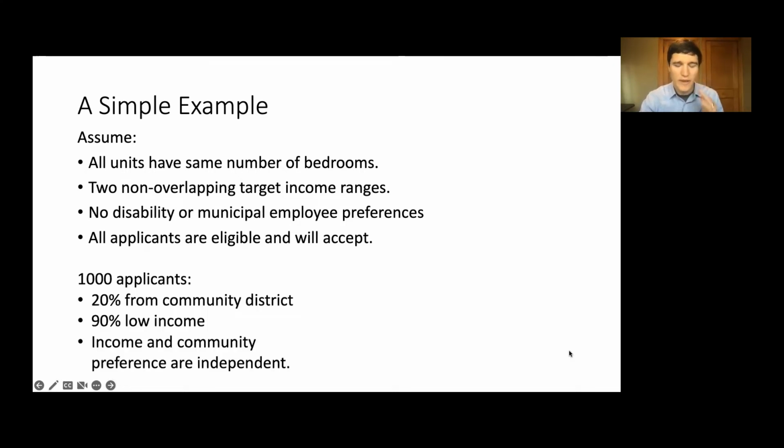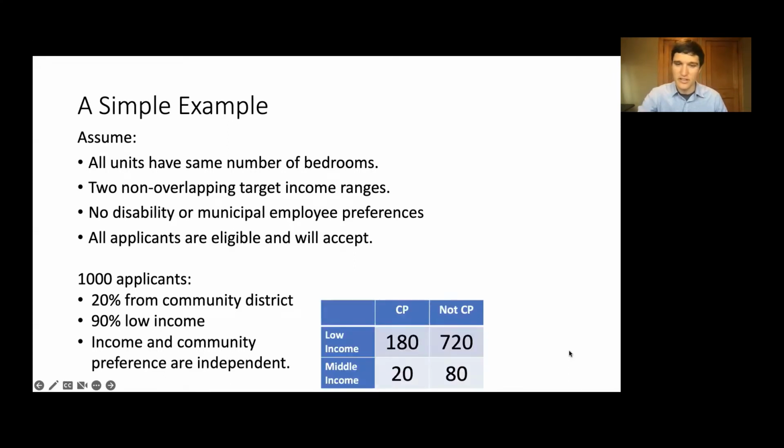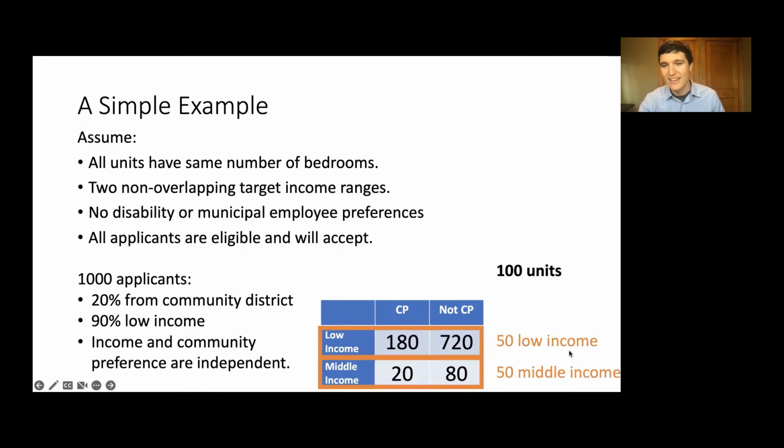Okay, so suppose we have a building that received 1,000 applications. 20% of these applicants are from the community district, but the other 80% are from outside. And 90% of the applicants are in the low income category. So that's going to be much more competitive. And so here's our 1,000 applicants spread across 4 cells, indicating whether they're low or middle income and whether they're from the community or not.